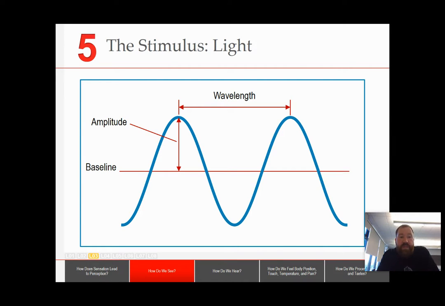So wavelength and amplitude are important. The wavelength is the length of a wave between either peaks, valleys, or midpoints from the baseline. It really doesn't matter. They should be the same. So in this case, we have the wavelength as the length between the two peaks of a wave. Amplitude refers to the height from the baseline, either up or down. And the type of wave that is entering our eye determines what we see.